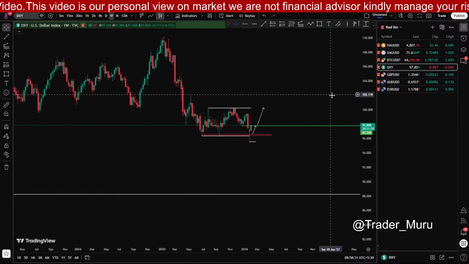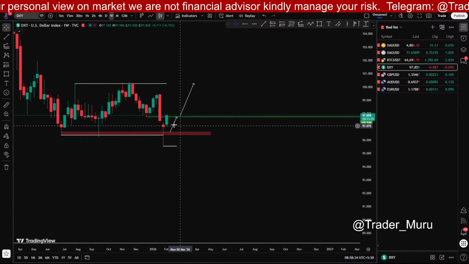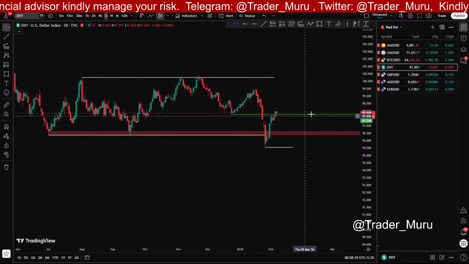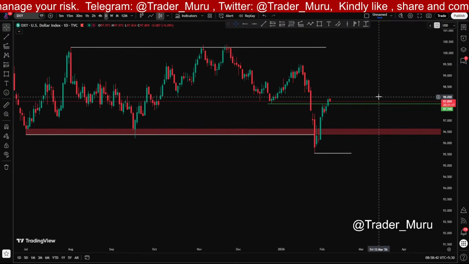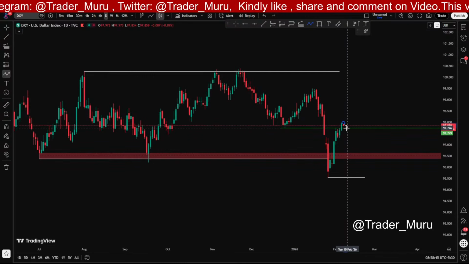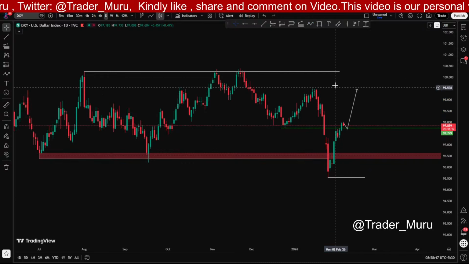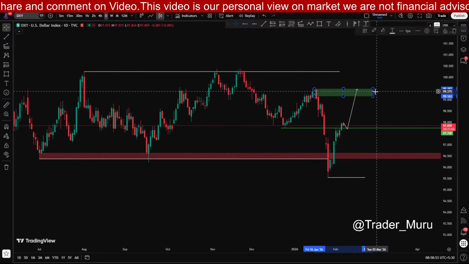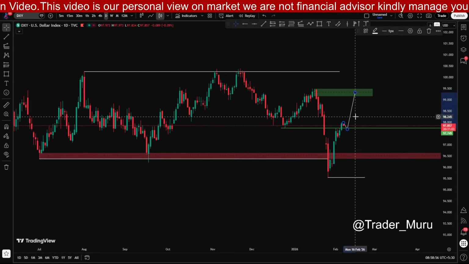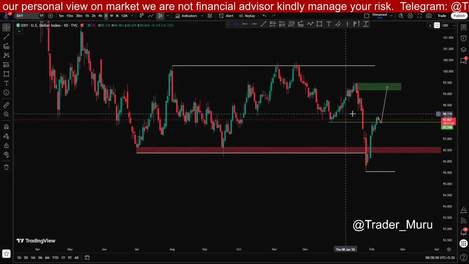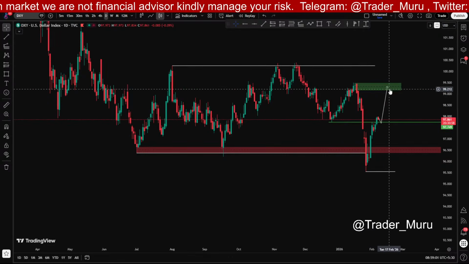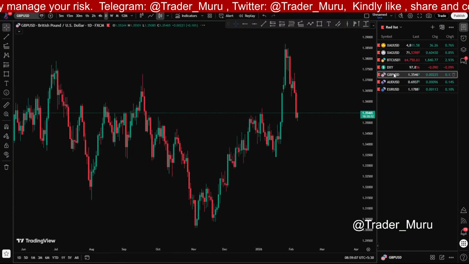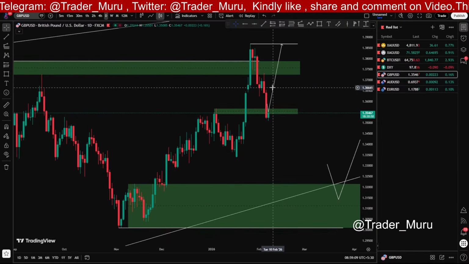DXY is back above resistance in the daily time frame, so possibly we will see again a drop in all assets. It will test here and pump, and this area is the first rejection zone. So before that, avoid buying. We will have another drop in all assets. DXY is forming bullish divergence. See this.